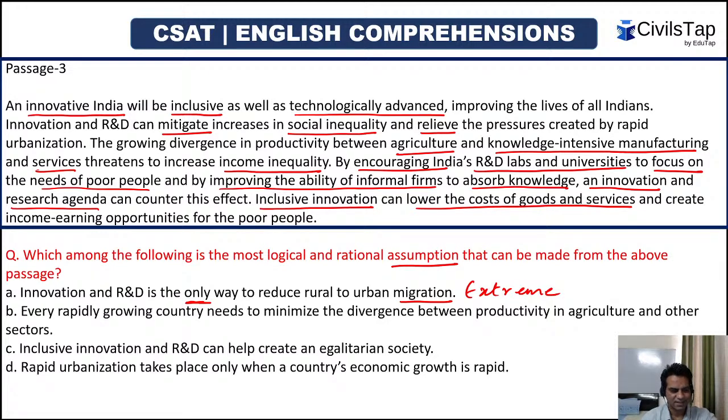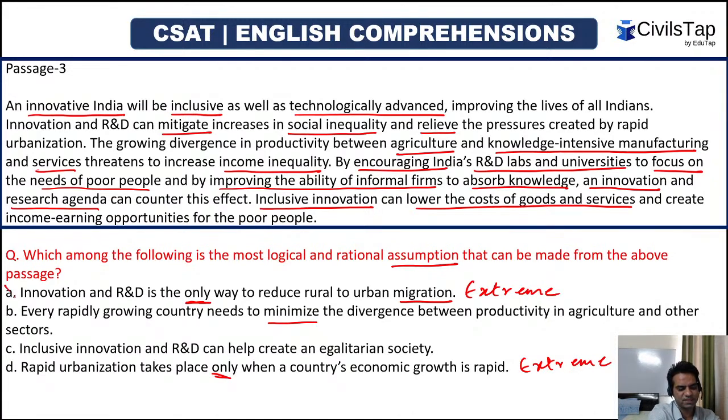That's not correct. Every rapidly growing country needs to minimize the divergence between productivity in agriculture and other sectors. So minimizing the divergence between productivity in agriculture and other sectors is the need of every growing country. That's option number B. Option number C, inclusive innovation and R&D can help create an egalitarian society. Absolutely, that's the assumption that I was looking for. And rapid urbanization takes place only when a country's economic growth is rapid. That's also extreme. That's nowhere given in the passage.